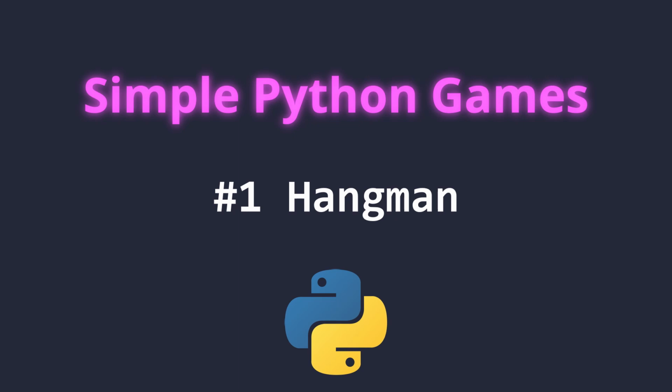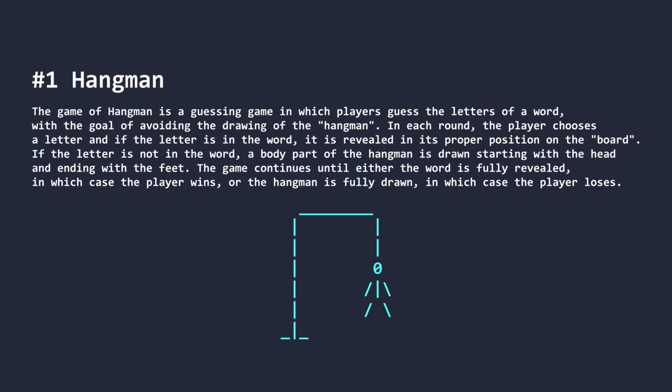Hello everyone, in this video I present to you a Hangman game written in Python step by step. The game of Hangman is a guessing game in which players guess the letters of a word, with the goal of avoiding the drawing of the hangman.